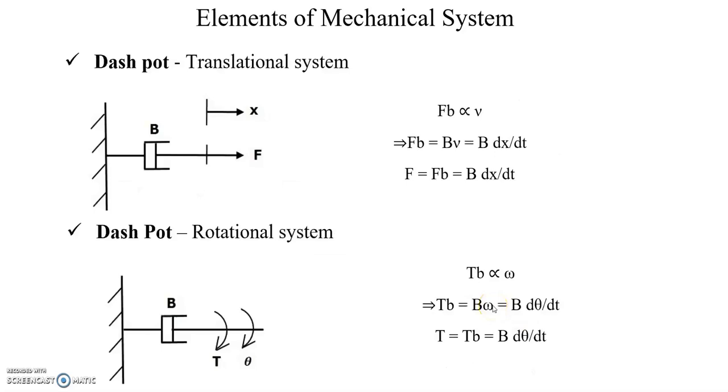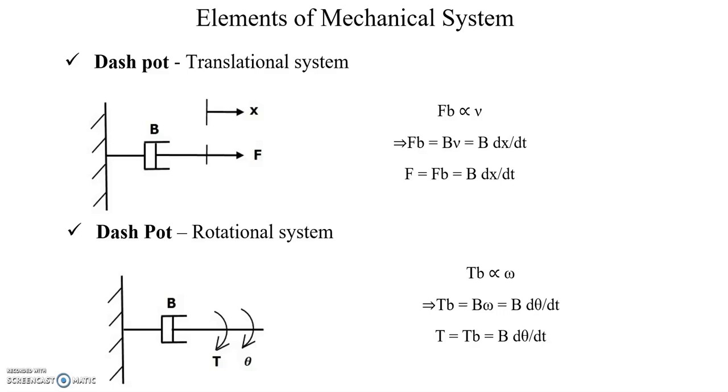Next, the second element for mechanical systems: the dashpot, which is present in both rotational and translational systems. It is represented by B. One end is fixed, and the other is free. What does a dashpot mean? If a force is applied on a dashpot B, then it is opposed by a force due to the friction of the dashpot or damper.